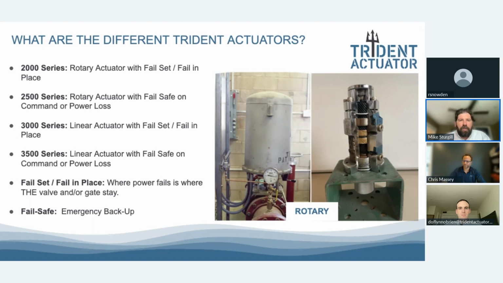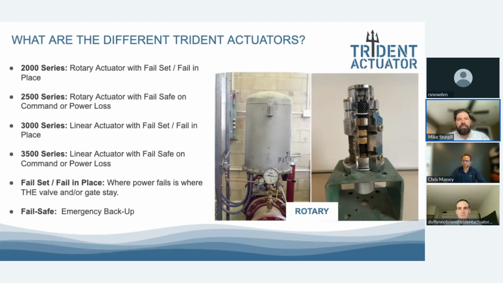So our nomenclature: if it's got a 2, that's a rotary actuator. A 2000 would be fail in place or fail set. And a 2500 would be a fail safe on command or power loss, having your accumulator and your hydraulic manifold. And obviously rotary moves in a circular motion. If you see a 3, that's our linear, moving in a straight motion.